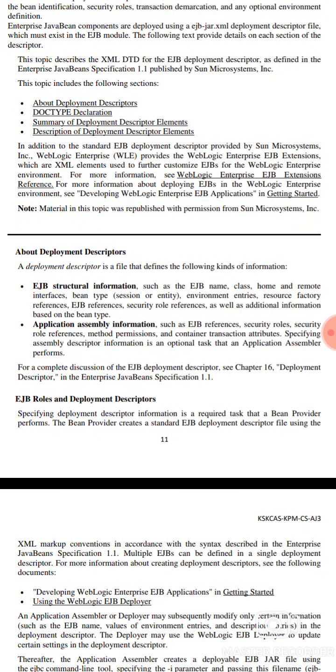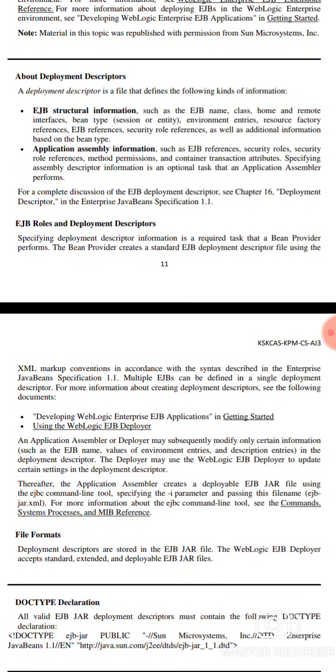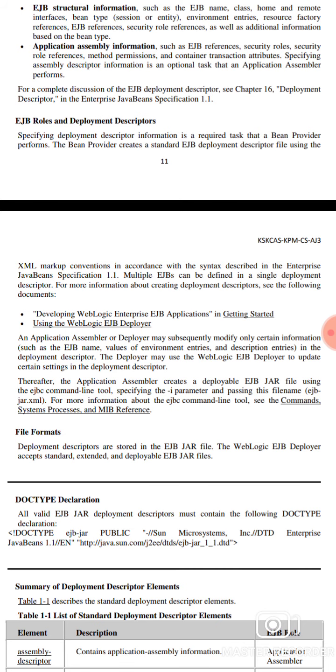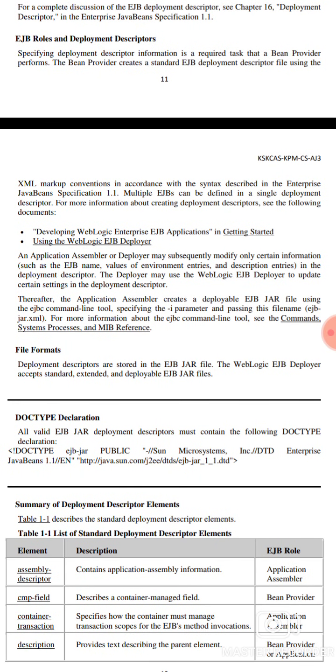It also includes the various session deployment descriptors, doc type declaration, a summary of the deployment descriptor elements, and a description of the deployment descriptor elements. Deployment descriptor: EJB structural information such as EJB name, class, home and remote interfaces, and bean type. Application assembly information such as EJB references, security role references, method permissions and container transaction attributes. EJB roles and the deployment descriptor.